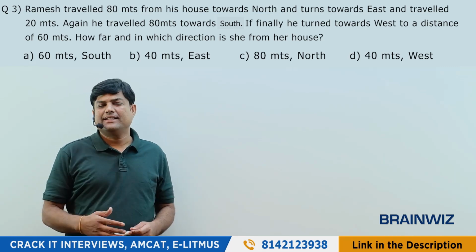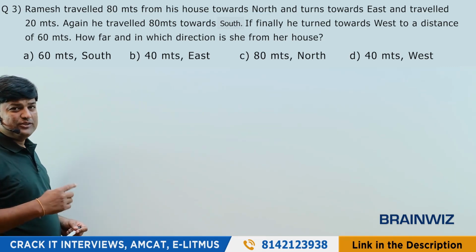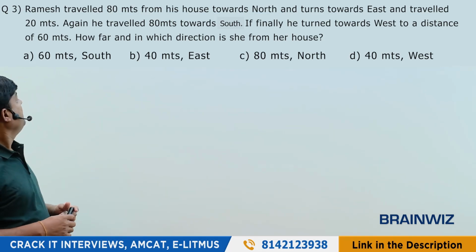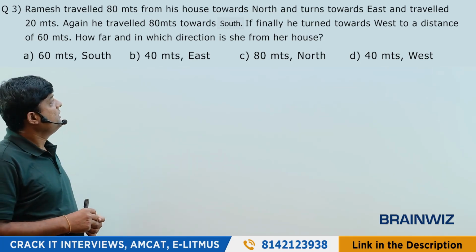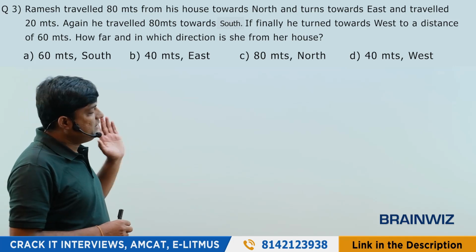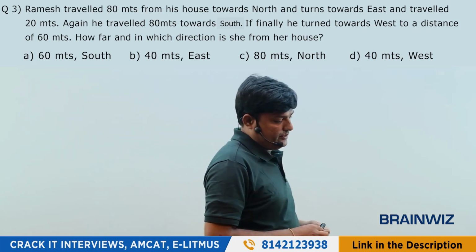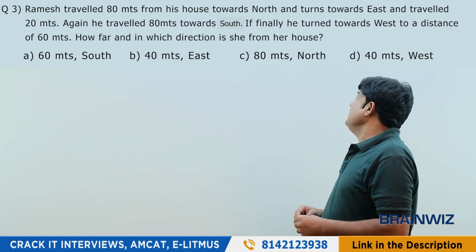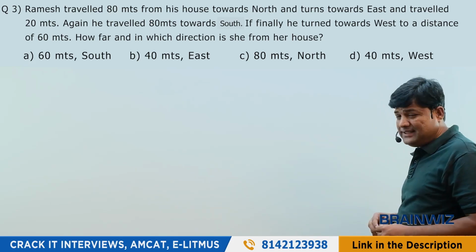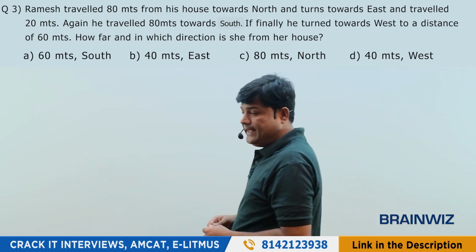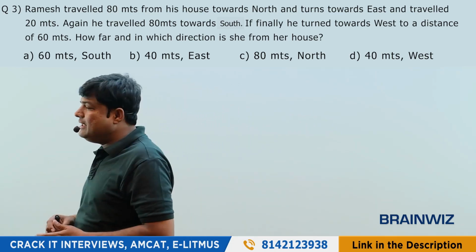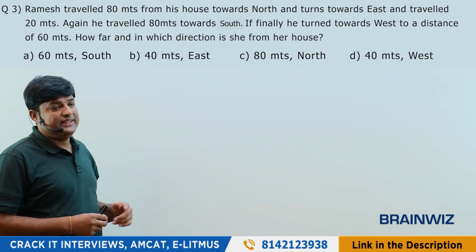Now let's go for the next question. The question is on the screen. You can see the screen here. He told that Ramesh traveled 80 meters from his house, and that is north direction. He also traveled 20 meters towards the east. Again, Ramesh turned towards the south, that is 80 meters. And finally, Ramesh turned towards the west 60 meters.